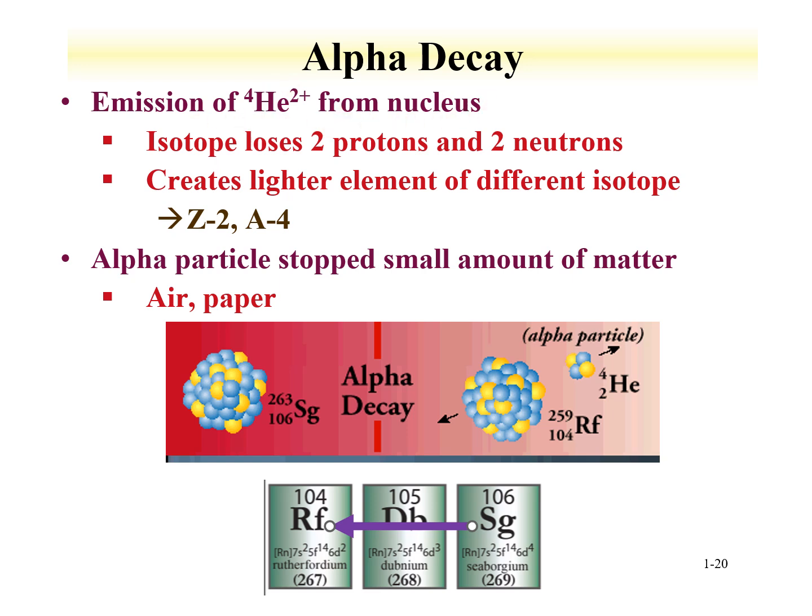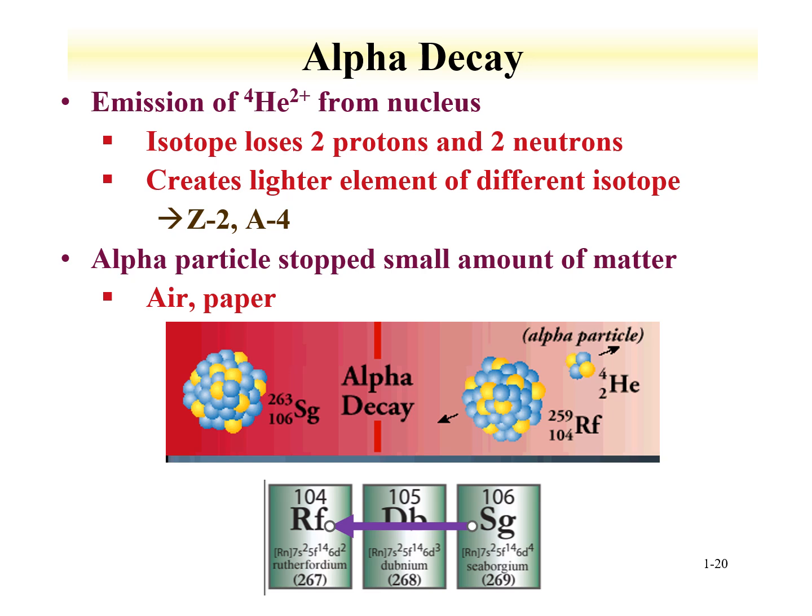For alpha decay, the isotope loses 2 protons and 2 neutrons. That's what's contained in the helium nucleus. So this creates a lighter element of a different isotope. It loses 2 protons, so it's Z-2, and the mass, it loses 4, so it's A-4. Alpha particles, in terms of a particle emitted from a nucleus, are pretty massive, and they can be readily stopped by air, paper. Shielding from them from external sources is pretty straightforward.